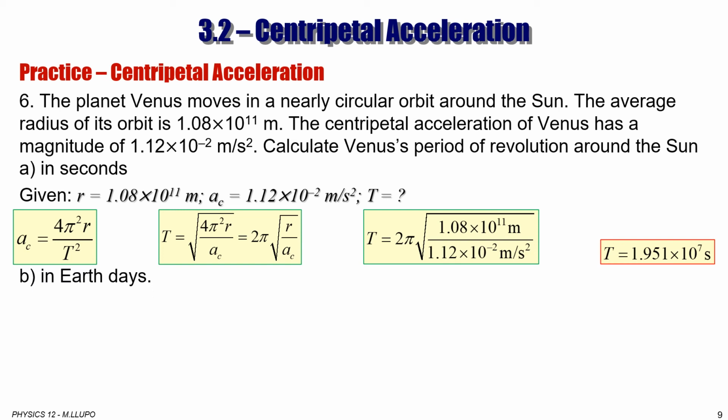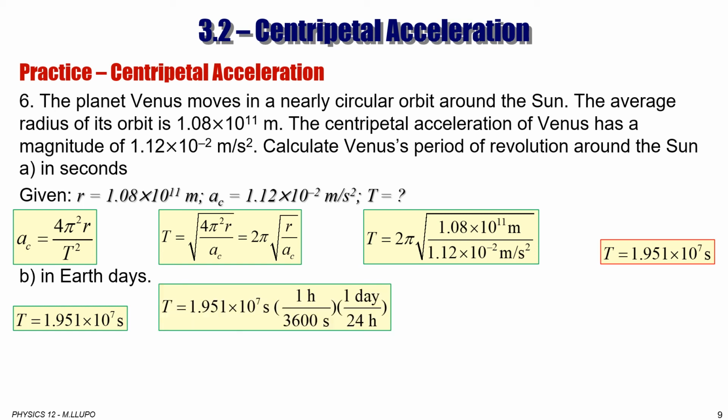And then if we want to convert it to Earth days, we can divide by 3600 to turn seconds into hours, since 1 hour has 3600 seconds. Then we divide by 24 hours because 1 day has 24 hours. And we get 225.8 days, or 226 Earth days.